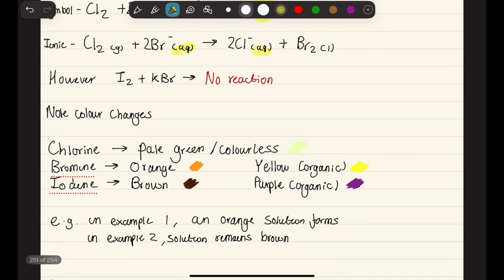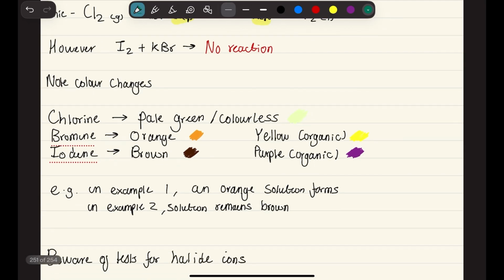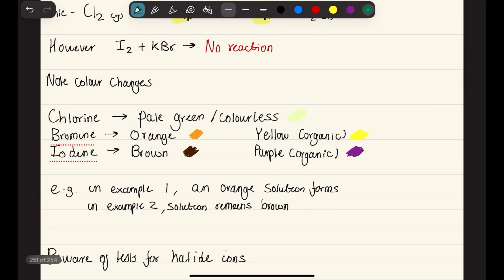Right, sorry, no. It wouldn't remain brown. That's incorrect. Apologies about that. It would be... Oh, no, sorry. Sorry, it's a late night. It is brown. It stays brown because iodine is brown. Ignore that little mess up that I had.